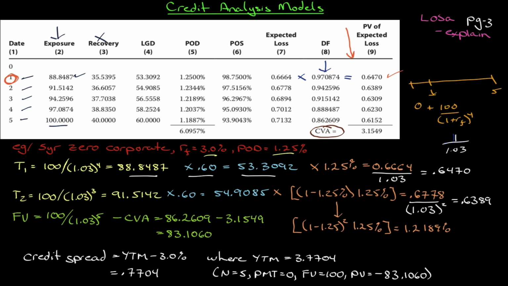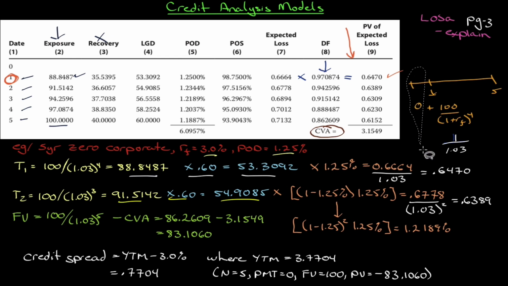Let's look at our second column and see if we can't recognize some of the numbers across here. We've already got our exposure, 91.5142. That matches. Multiplied by the 0.6, we should have a loss given default of 54.9085. There's our 54.9085. Multiplied by our probability of default. Well, what gives? How come it's 1.2344? What's going on here? How did we get the 1.2344?